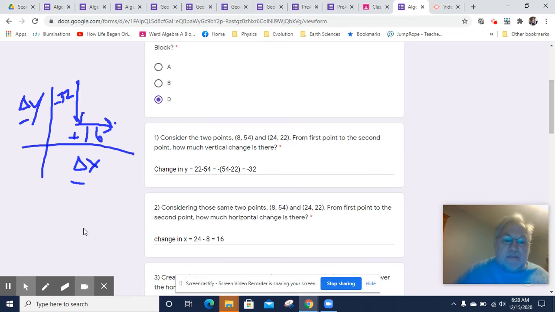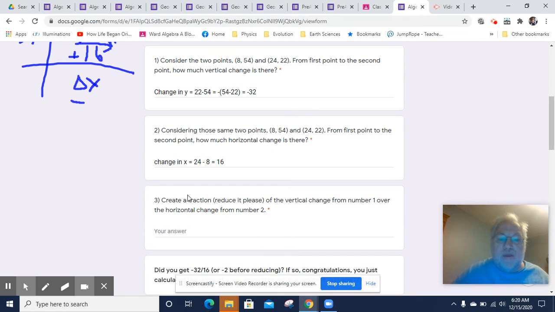Now let's take a look at number 3. We're going to create a fraction out of our vertical change and our horizontal change. That's going to be negative 32 over 16. Then we're asked to reduce it. We can reduce negative 32 over 16 to negative 2 over 1, which is simply negative 2.